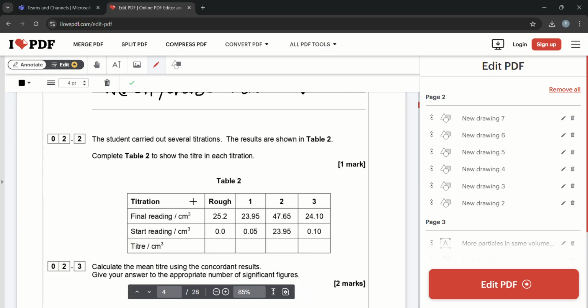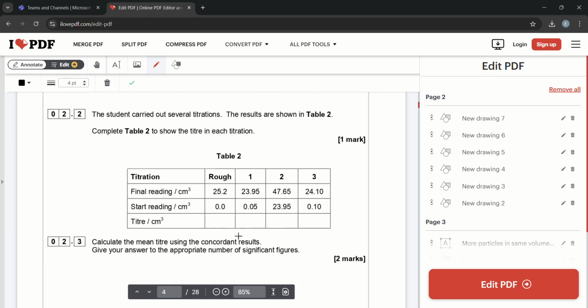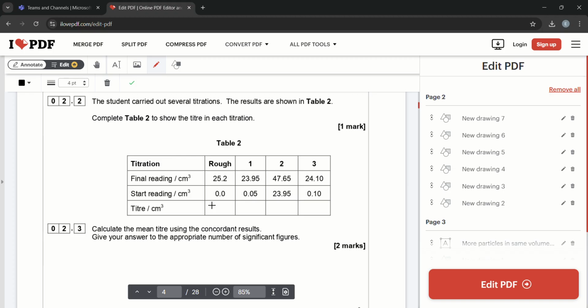Then it says complete table 2. Well, all we're going to do is subtract them. So final reading, start reading type 25.2. Here's going to be 23.90, not 23.9. So both of these two decimal places, whereas here it's just one decimal place. Here's going to be 23.70, and here's going to be 24.00.